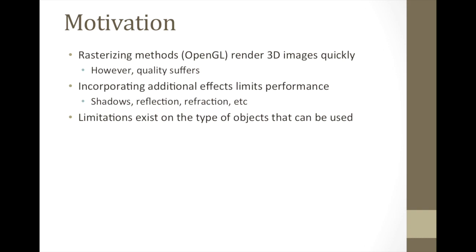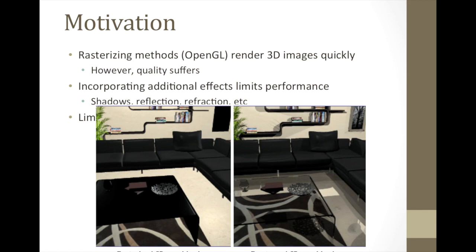Additionally, within rasterizing methods, every object that we deal with has to be a mesh, which means even for a sphere, we have to have a certain number of points that define the perimeter of the sphere. So if we zoom in on the sphere, we're going to see discontinuities. Essentially we have limitations on the types of objects we use. We can't just use the mathematical notion of a sphere. We have to use the mesh approximation of that sphere.